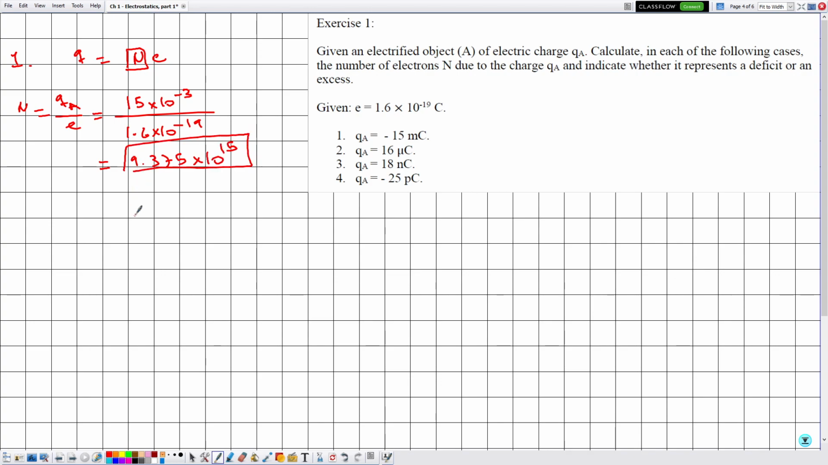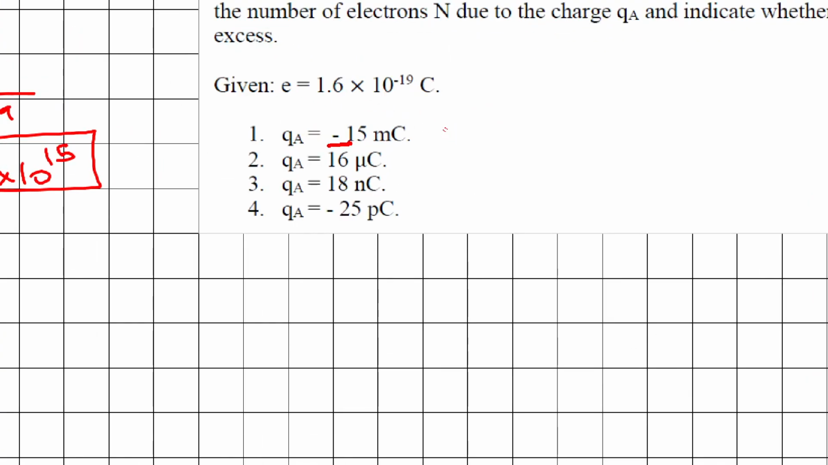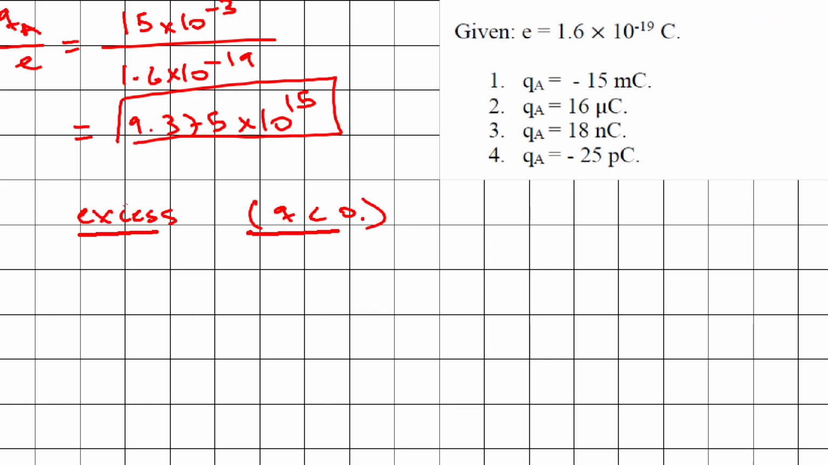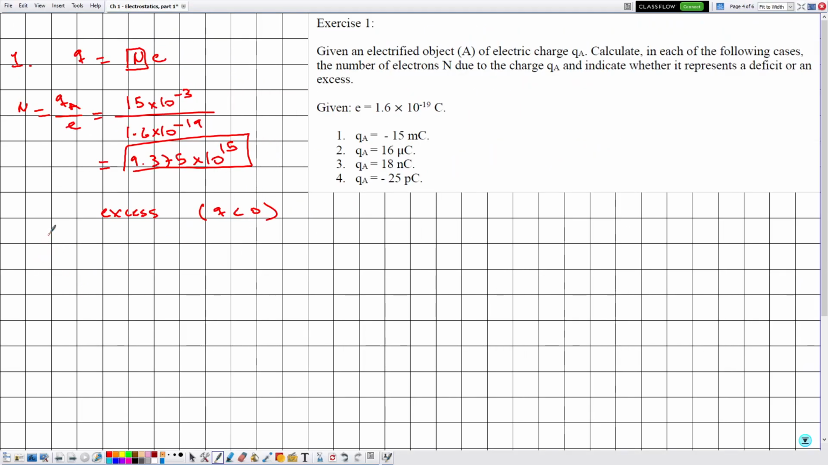Now this is not enough, because we want to mention whether this is an excess or a deficit, and this can be done by looking at the sign of Q. Now Q is negative, which means that the electrons are more than the protons, so it is an excess. Here we write the statement and we write the reason: an excess of 9.375 times 10 to the power 15 electrons, because Q is negative.